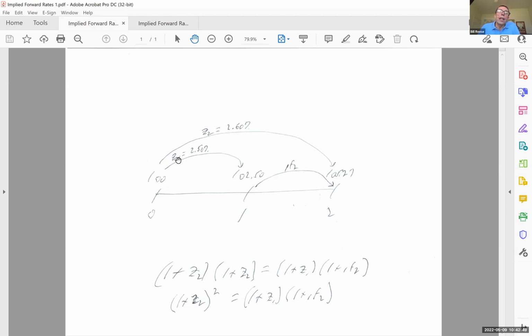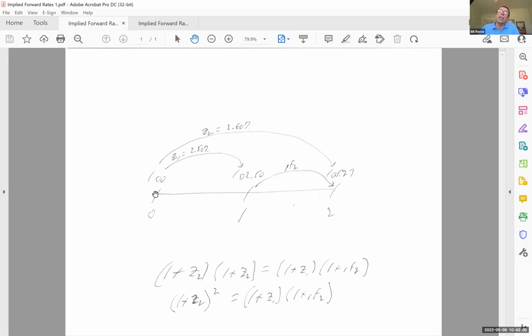So you know you can get 2.5% for 6 months, or you can get 2.6% for 1 year. What you don't know is what interest rate you can get from time 1 to time 2, because that's in the future. So you don't know what rate you can get on that.